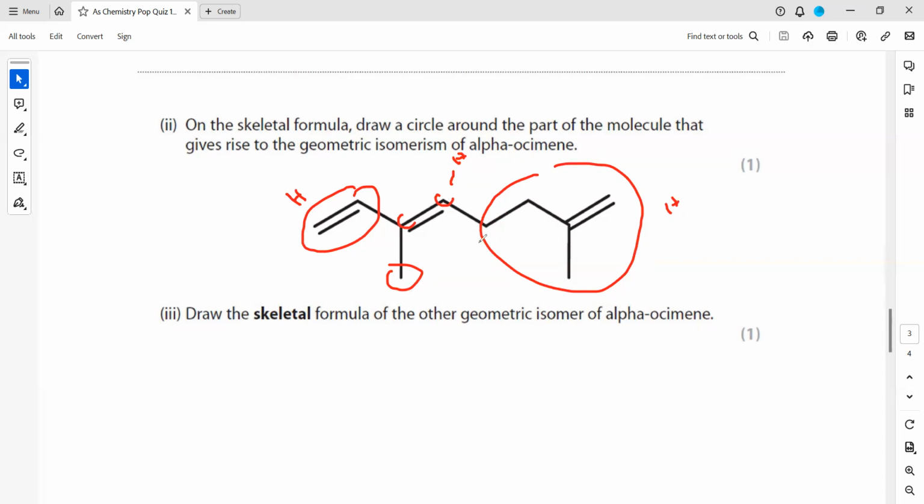So if we want to draw the other one, we just have to switch these positions. Like we draw in the same manner. This structure we draw up. 1, 2, 3, 4. Because now this will become opposite. Before, the heavy groups were one at the top and one at the bottom, but now both of them are at the top. Is it clear? That is the skeletal formula of the geometrical isomer.